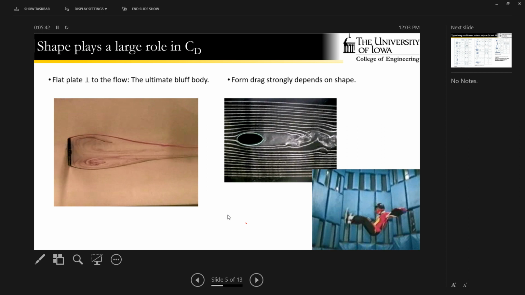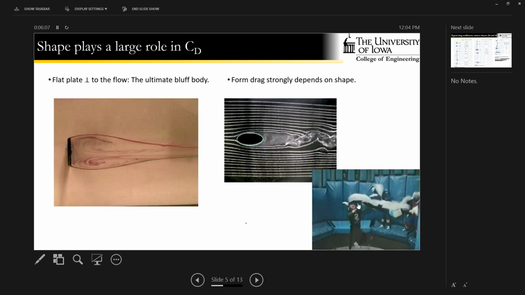The only place that can occur is these little outer edges, right? So there's going to be very little friction drag, but you're going to have a really high pressure here and a really low pressure here that's going to tend to suck that disk in the direction of flow, creating a pressure gradient. So this is a case where the drag is going to be primarily pressure and only minimally due to friction.